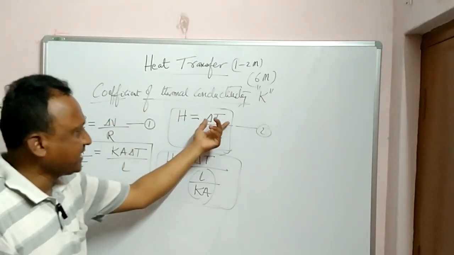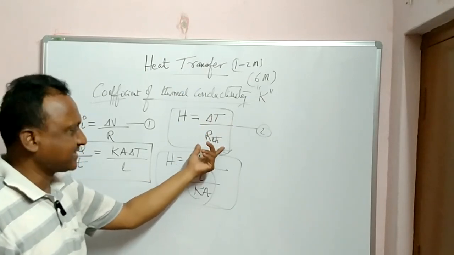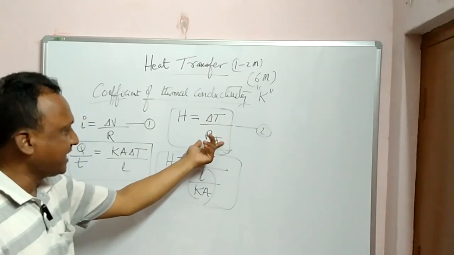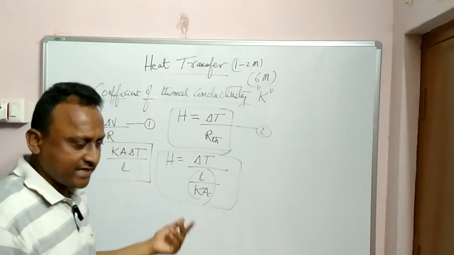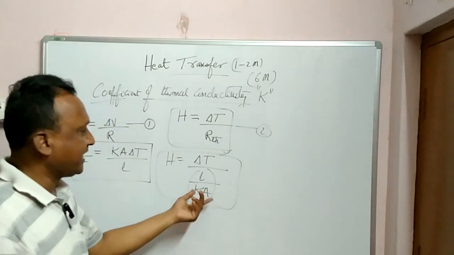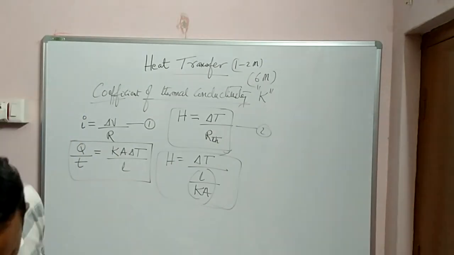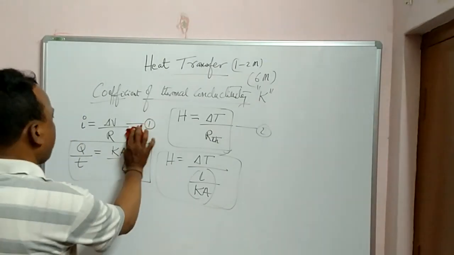That is temperature difference by thermal resistance, where thermal resistance R TH is nothing but L by K A. L is the length of the conductor, K is the coefficient of thermal conductivity, and A is the area of cross section, which is nothing but pi r square.